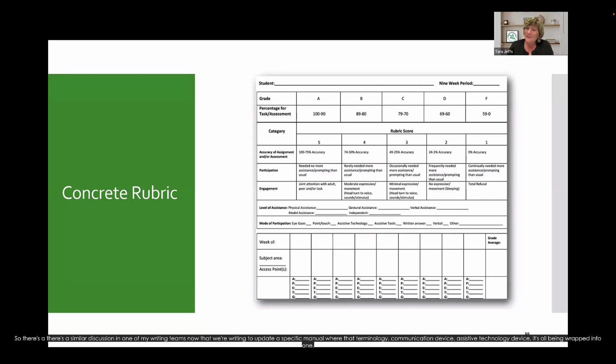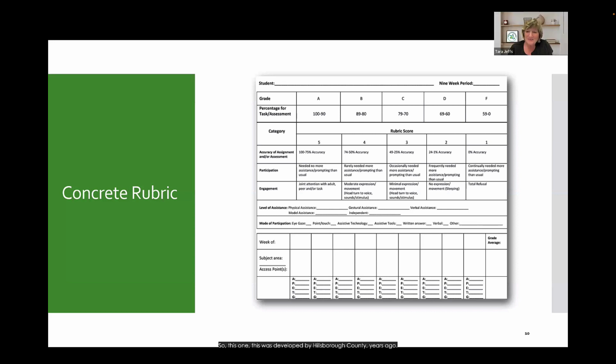So there's a similar discussion in one of my writing teams now that we're writing to update a specific manual, where that terminology, communication device, assistive technology device, it's all being wrapped into one. This was developed by Hillsborough County years ago. After the matrix is updated, I would plan on seeing this updated as well.